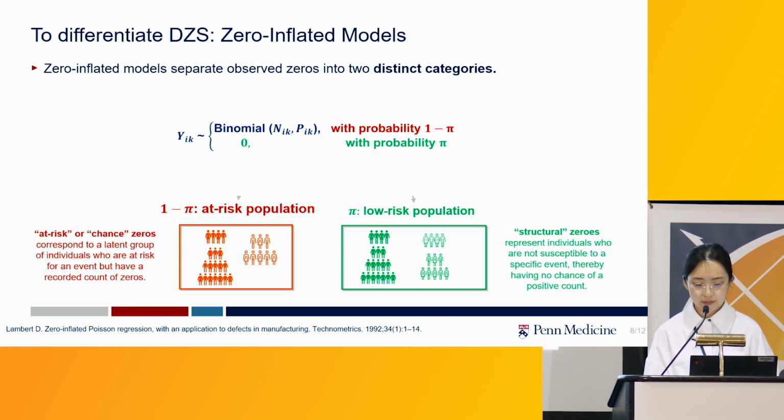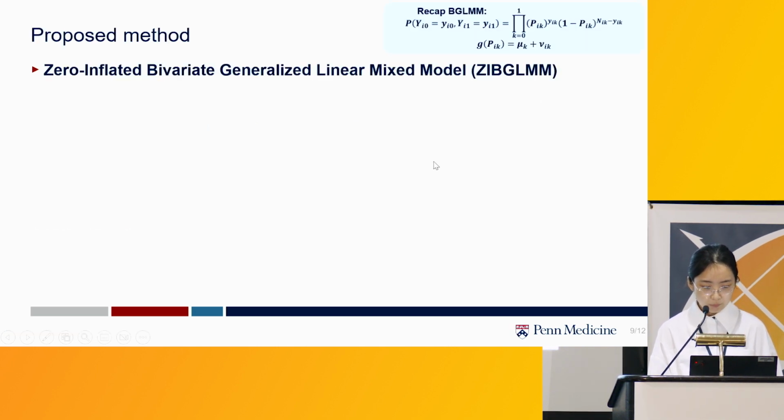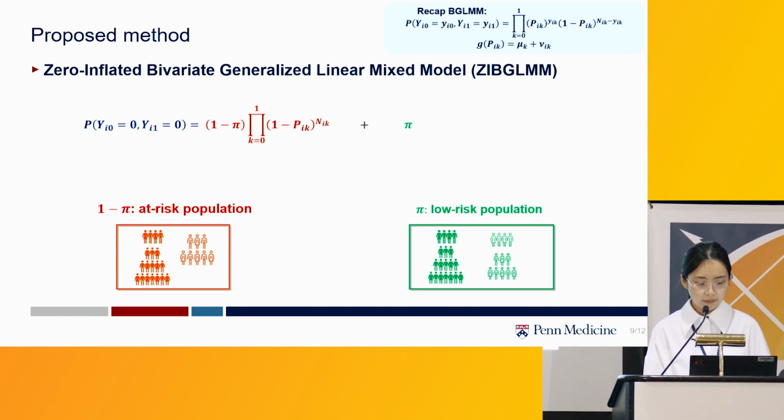And here is the formulation of a zero-inflated binomial model: the event number follows a binomial distribution with probability 1 minus pi, or it is definitively 0 with probability pi. So our method combines the zero-inflated models with the BGLMM, and is called Zero-Inflated Bivariate Generalized Linear Mixed Models, or ZIBGLMM for short.